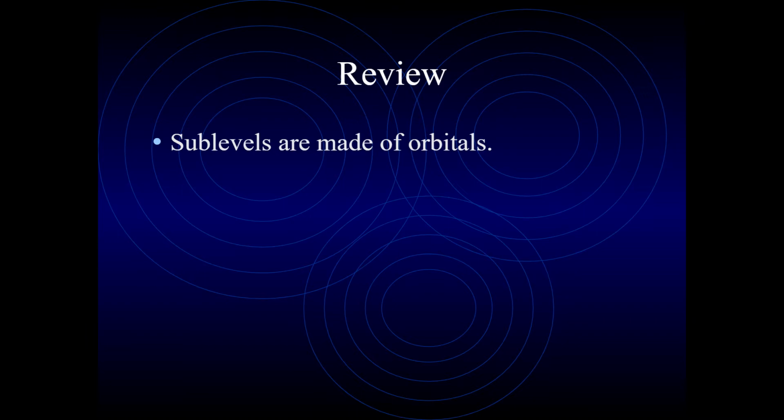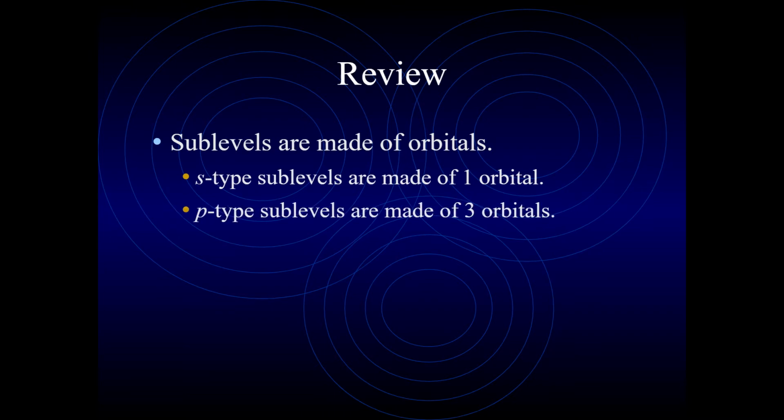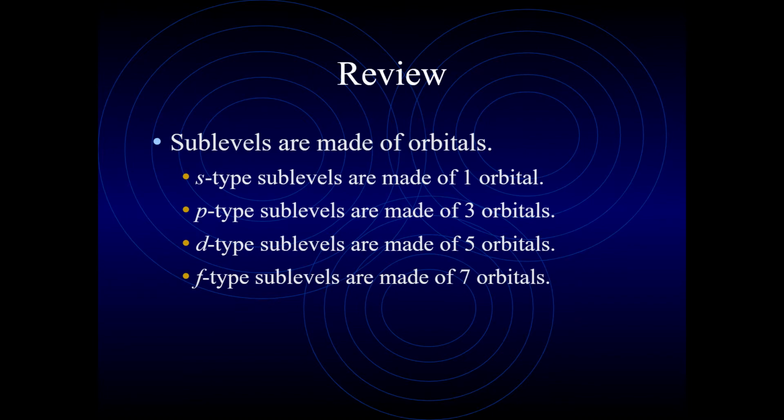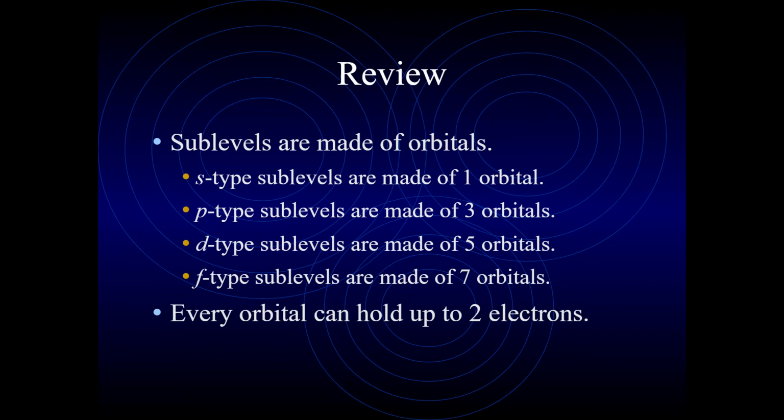Sublevels or subshells are made up out of orbitals. S-type subshells have one orbital, P have three, D have five, and F have seven. You're going to have to always remember that order. S, P, D, F. 1, 3, 5, 7. Each orbital can hold 2 electrons. So 2, 6, 10, 14 electrons.